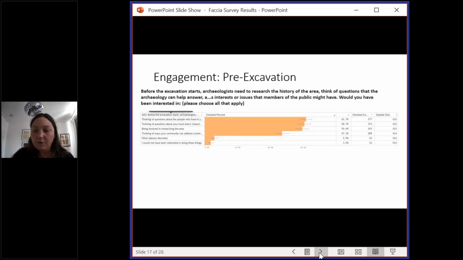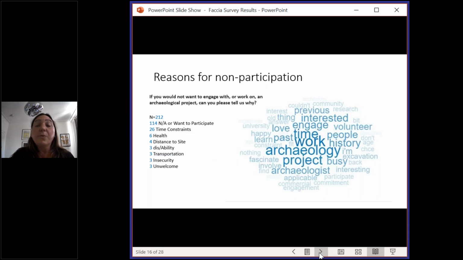Oh, oops, sorry. So we also asked people if they didn't want to engage with us, why would that be? Why they would choose not to participate. And there were 212 responses to this question. It was a write-in question. And of those, 114 were not applicable, meaning non-participation wasn't really a factor for them. Others said they actually did want to participate.